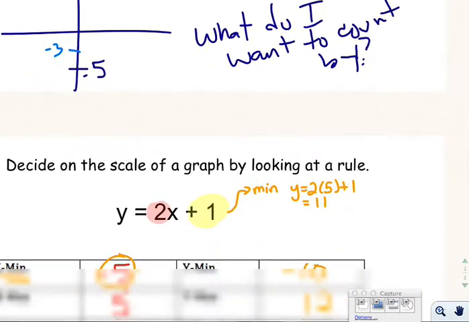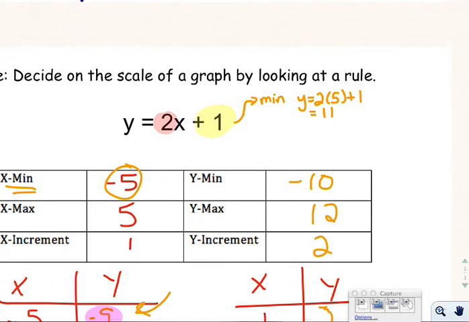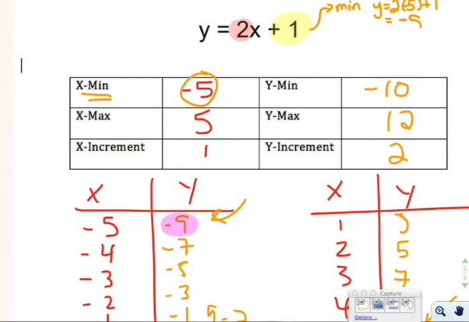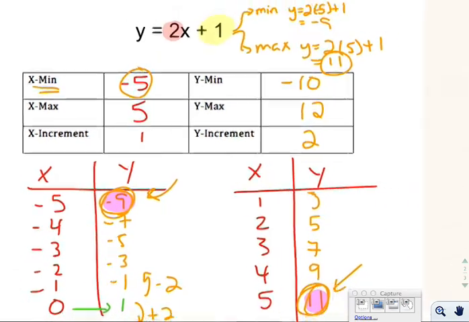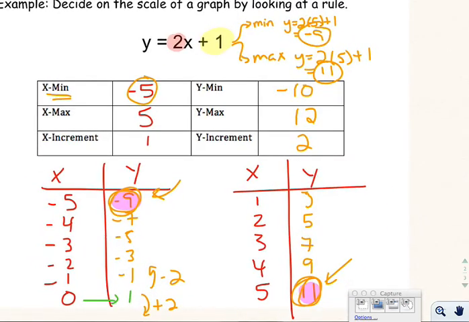And then, oh, I'm sorry, that should be negative 5, shouldn't it? I apologize for that, guys. I wasn't being careful. So that'd be negative 9, excuse me. And look, my min value is negative 9. Then if I want my max, I have y equals 2 times 5 plus 1, and that equals 11. But look at that, 11 is right there. And those were the actual numbers you were kind of caring about. So you could make your whole table, but I'm kind of suggesting you make a shortcut.